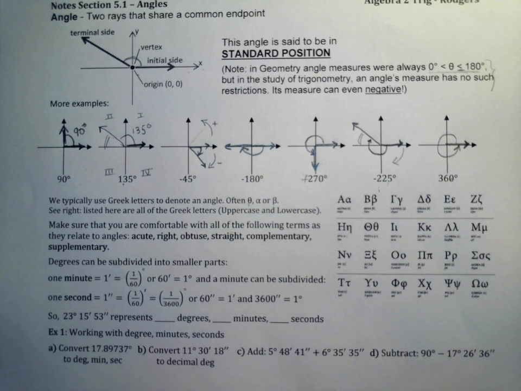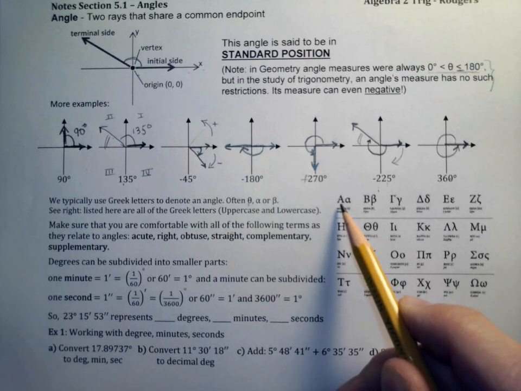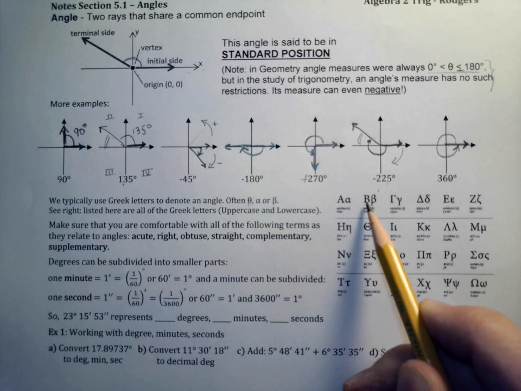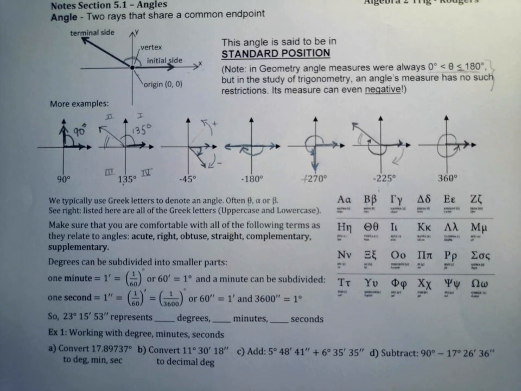All right. So again, uppercase and lowercase. The capital alpha looks a lot like our capital A. Capital beta looks a lot like our B, and so on. All right. So some of them look similar. Some of them do not. Certainly the lowercase letters do not look a lot like any of our alphabet.